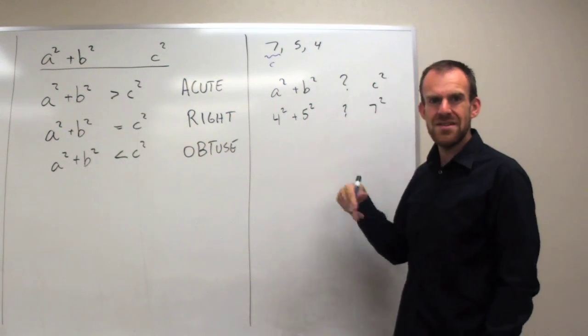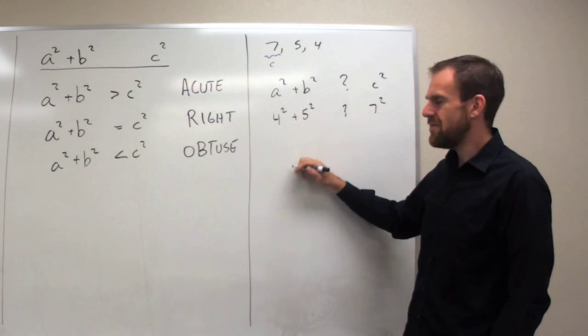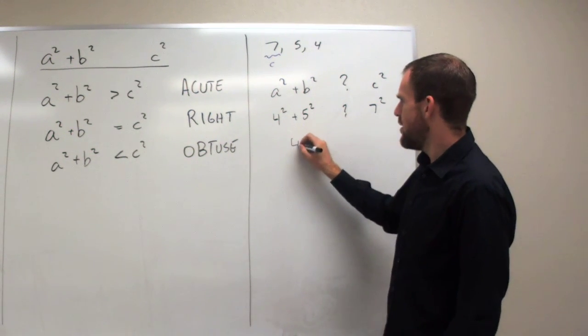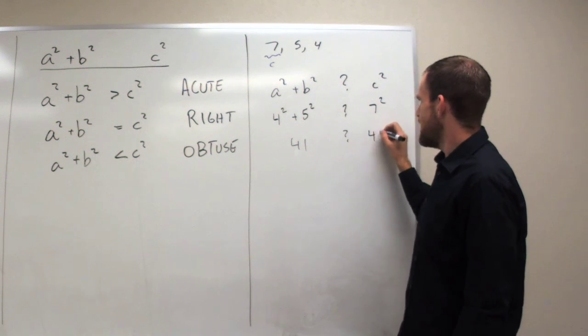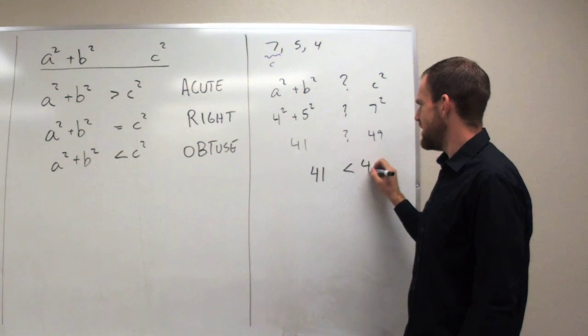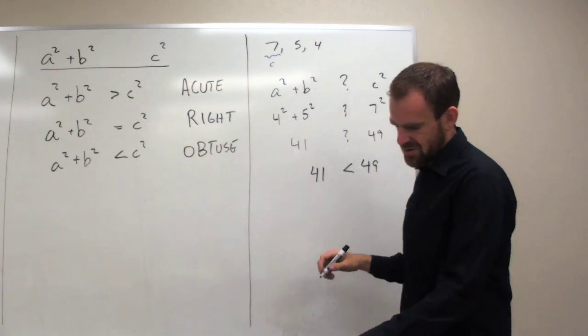We don't know yet if it's equal, less than, or greater than, so I'm just going to put a question mark. 4 squared is 16, 5 squared is 25. We're skipping steps here, so it's 30, 41. Question mark, 49. Well, 41 is less than 49. So that means I have an obtuse triangle.